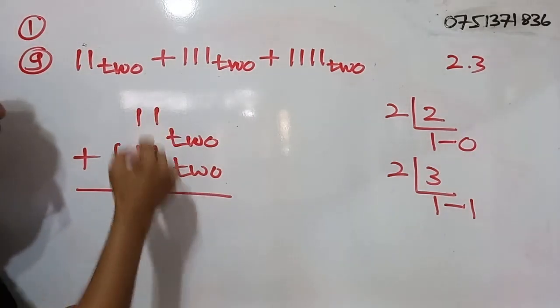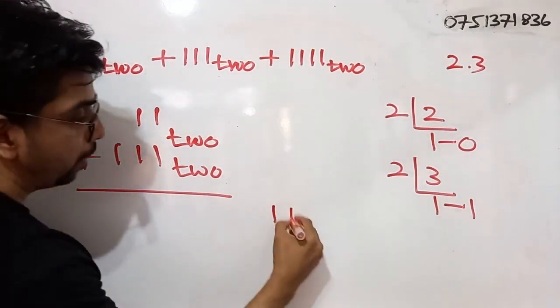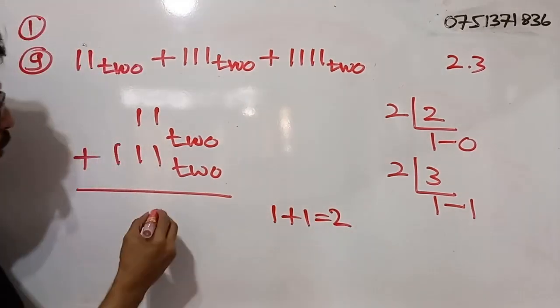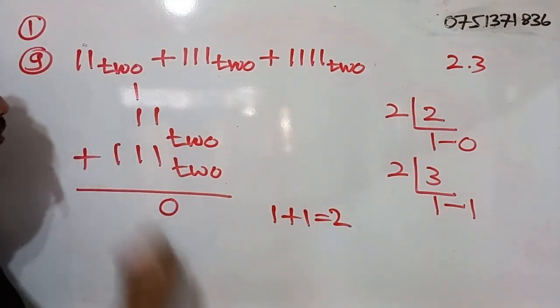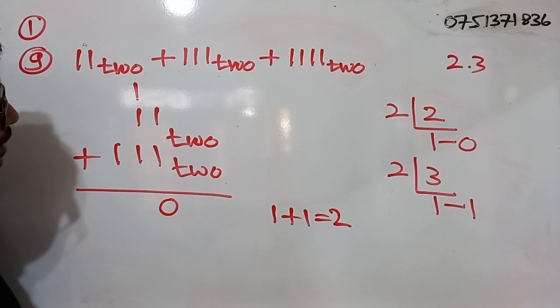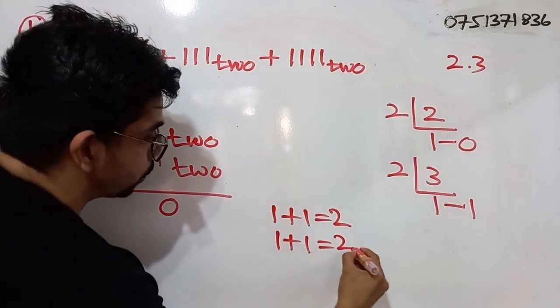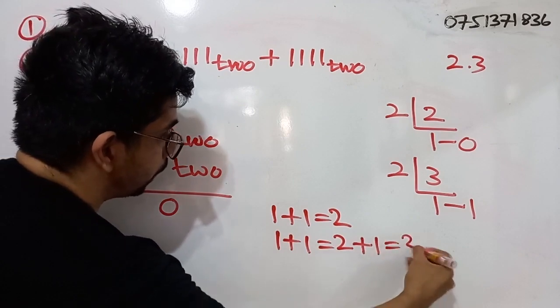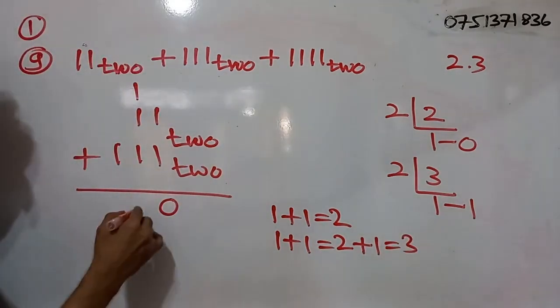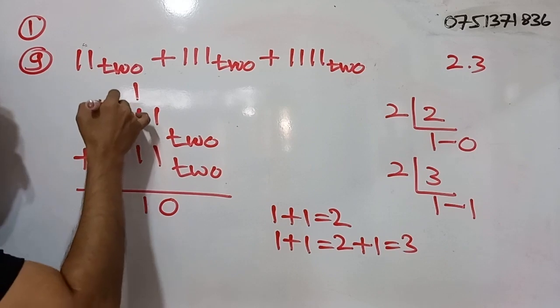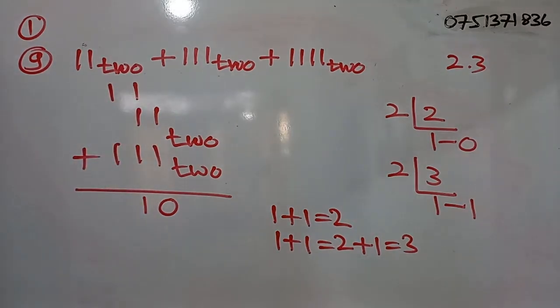So here 1 plus 1, that's a 2, right? 1 plus 1, it becomes a 2. So we put 0 and push over the 1 to the other place. Then we will add these two. So 1 plus 1, it becomes a 2. To that we add another 1, so it becomes a 3. So we put a 1 and we push over the other 1 to the other place.